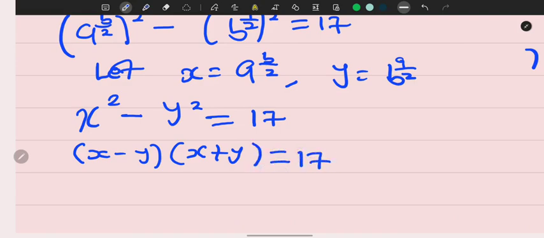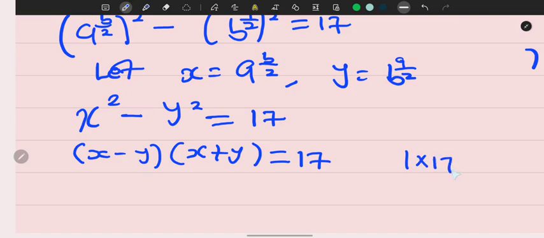So you can start with any of these, maybe x plus y or x minus y. So what this means is that the product of two factors equals 17. So for us to get this, we need to get the factors of 17. Okay, so what are the factors of 17? Remember, 17 is a prime number. It's only divisible by itself and 1. So which implies that it has two factors, which are 1 and 17.